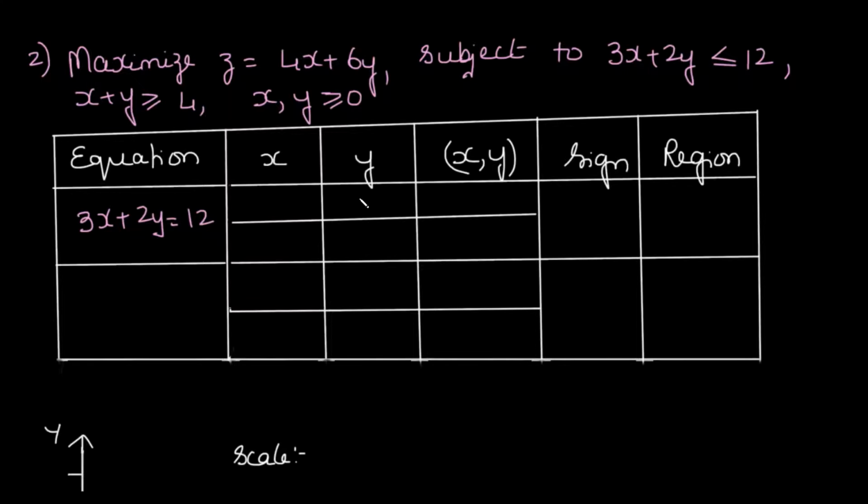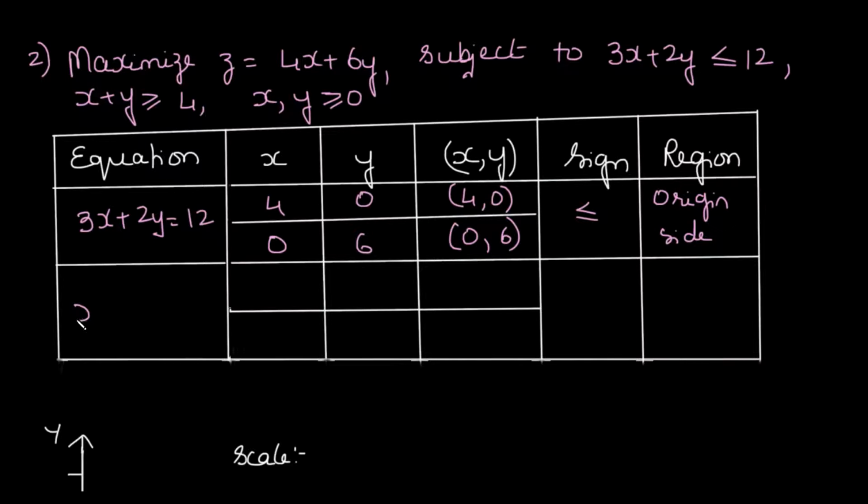To find the 2 points, we put y as 0. When y is 0, we get x as 4. So 4, 0 is one of the points on this line. Similarly, we put x as 0. When x is 0, we get y as 6. So thus we have these points. The sign given for this particular inequation is less than or equal to, so the region is the origin side.